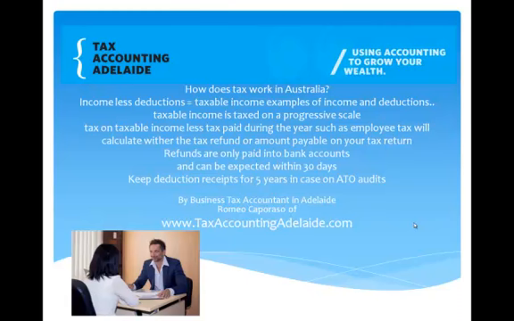Tax refunds are now only paid into bank accounts. They used to be paid by cheque, but now you need to have a bank account so that they can be processed and credited, and they're normally paid within 30 days if everything goes well. You also need to keep your receipts for deductions claimed for 5 years in case the ATO wants to check on them or audit you.